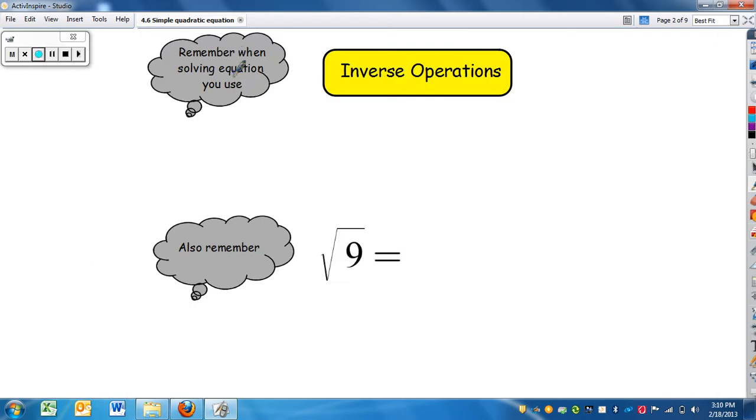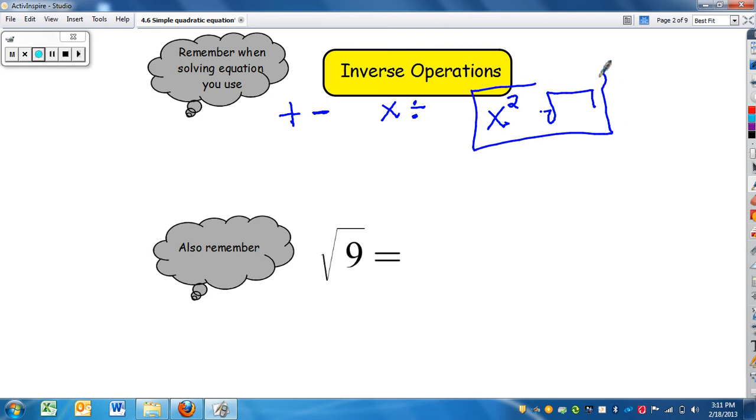So remember, when you're solving equations, you use inverse operations. So opposite of adding is subtracting. Opposite of multiplying is dividing. And the one we haven't done when we did this in Unit 1 is, what's the opposite of squaring? Well, the opposite of squaring is the square root. Or if you want to undo a square root, you square. So these two undo each other. So that's going to be an important fact. We're going to use this when we're doing these equations.